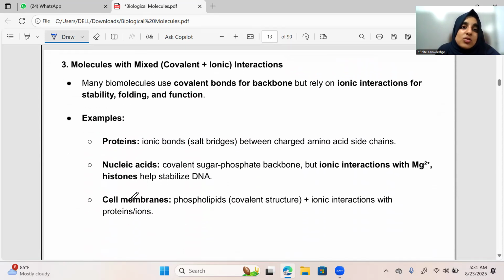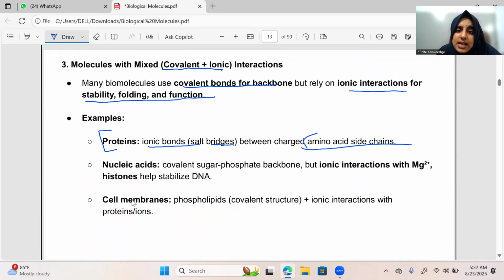Now, there are certain molecules which have mixed interactions, which have both covalent bonds as well as ionic bonds. They have covalent bonds mainly for the backbone structure, but they have ionic interactions on which they rely for stability, folding, as well as function. So first we have proteins. Proteins have ionic bonds which form salt bridges between the charged amino acid side chains. Whenever amino acids are joined to one another, and in the structure of an amino acid, the amide linkage is present, we have the covalent bond.